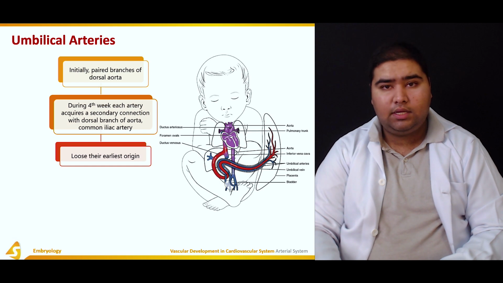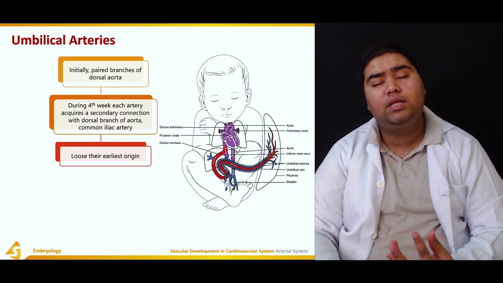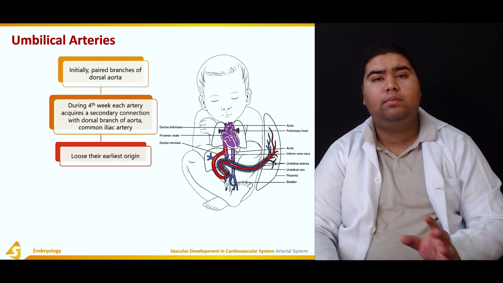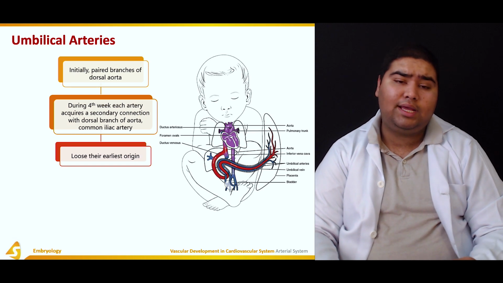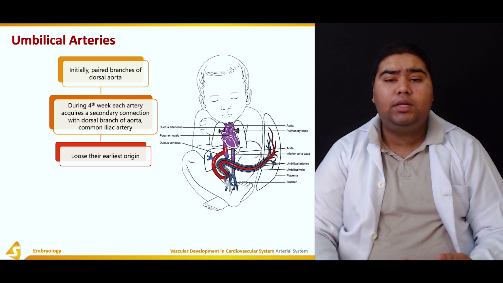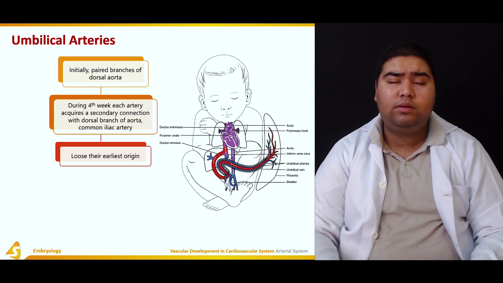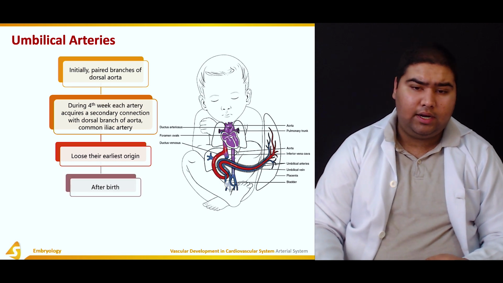So they lose their earlier origin. Since they have developed new origins, they lose the earlier one. Now they are not a part of the dorsal aorta and do not have a connection with the dorsal aorta anymore, but with the terminal branch of the dorsal aorta, which is the common iliac artery.